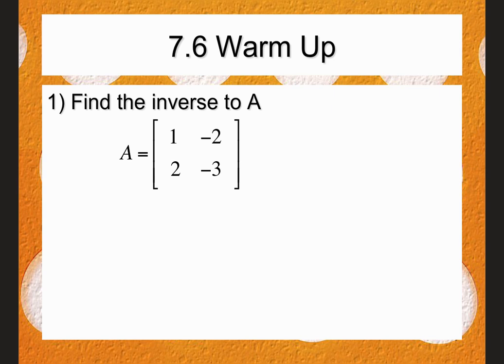Okay, so for 7.6, this was your inverse. So you're just going to get the 2 by 2. Find the inverse of the 2 by 2. Remember to do these, you're going to find the determinant of this. So -3 times 1 minus 2 times -2. This ends up being -3 plus 4, or 1.